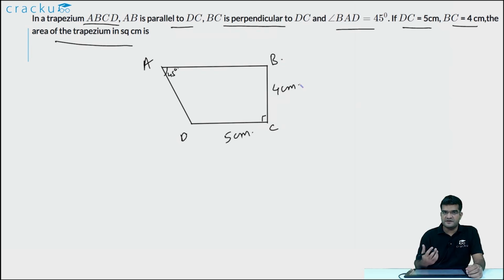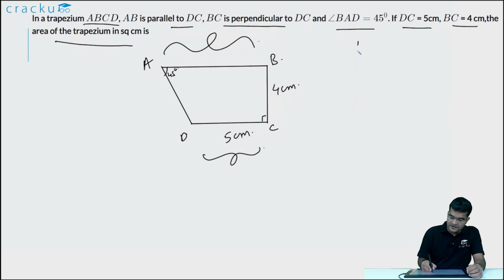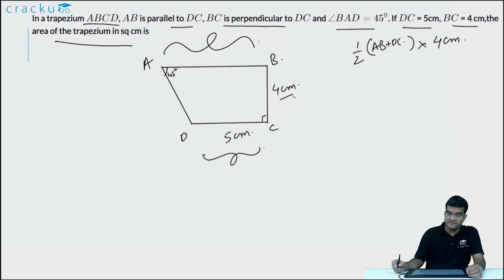In order to calculate the area of a trapezium, you need the length of the parallel sides. You know the length of DC, but you don't know the length of AB. Once you know the length of AB, you will have to take the average of both the parallel sides, that is AB plus DC, and then multiply it with the height of the trapezium. Height is again known. This is equal to 4 centimeters. That is the length of BC. But how do we calculate the length of AB?